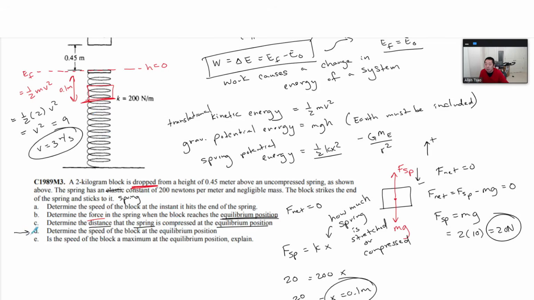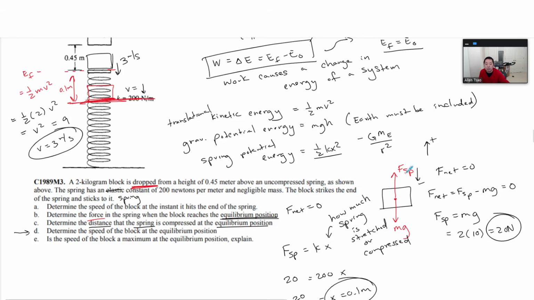Determine the speed of the block at the equilibrium position. Okay? So I want to know how fast he's moving at this point. Now, I knew at this point he was moving at 3 meters per second. 3 meters per second. And now I want to know what he's doing here. Well, again, we're going to do conservation of energy. But this time, I'm going to include the block and the earth and the spring as part of my system.